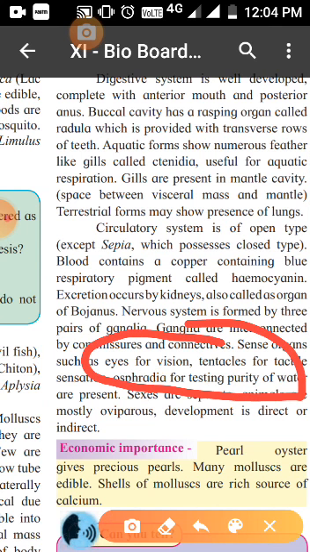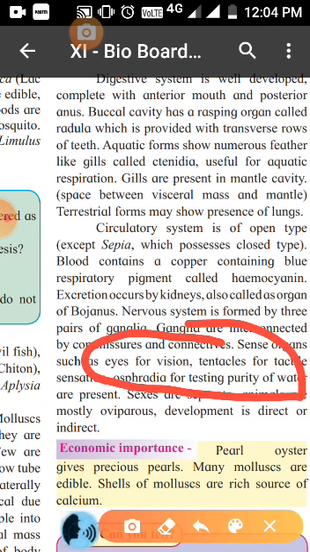Then the osphradia is for testing the purity of water, the water content, how saline it is, and whether there is any chemical or not. Those things are all measured by the osphradia. So 3 sense organs are seen in Mollusca: eyes, tentacles and osphradia. As far as sexes are concerned, they are separate organisms and they are oviparous in nature, and development happens direct as well as indirect.